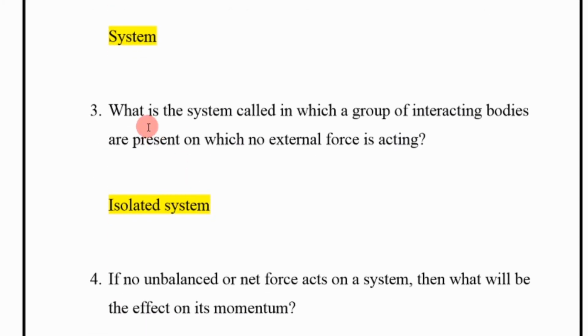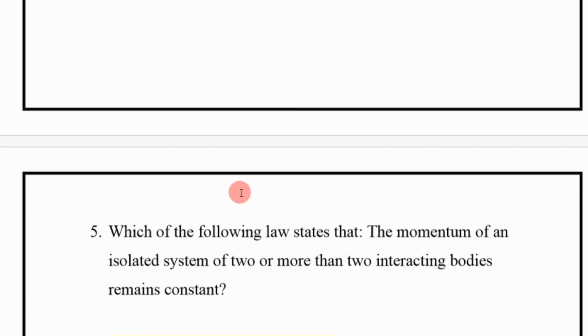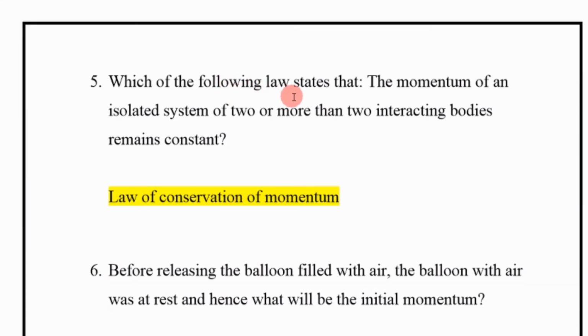Next, what is the system called in which a group of interacting bodies are present on which no external force is acting? Isolated system. Next, if no unbalanced or net force acts on a system, then what will be the effect on its momentum? It remains constant. Next, which of the following laws states that the momentum of an isolated system of two or more interacting bodies remains constant? Law of conservation of momentum.